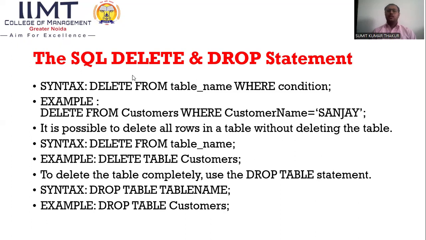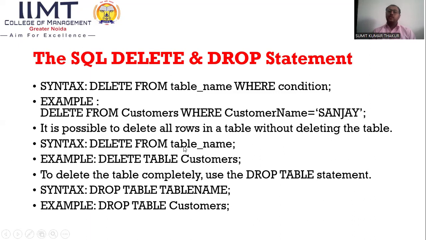So first, we'll talk about the delete command. The syntax is DELETE FROM table_name WHERE condition. For example, we will delete from customers where customer name is Sanjay. So we are talking about deleting a particular record where the name is Sanjay, not the entire table, not the entire structure. We just want to delete a particular record, and we can also delete all the rows, that means all the records from the table, using the delete command.